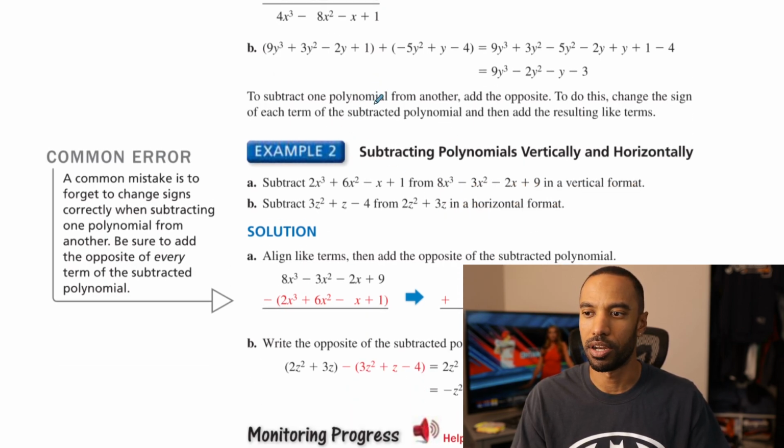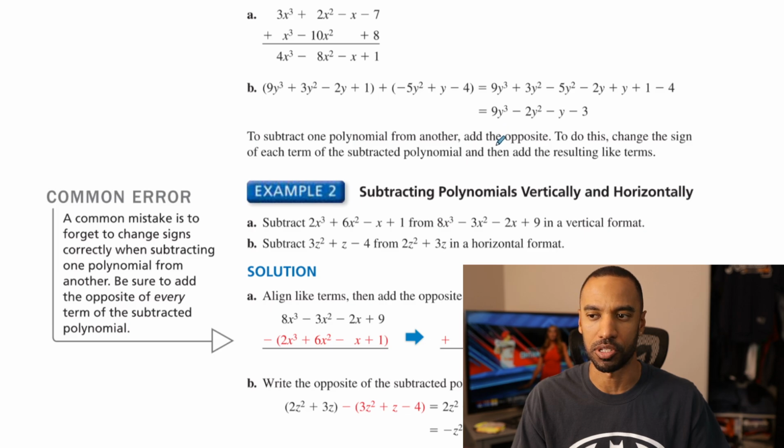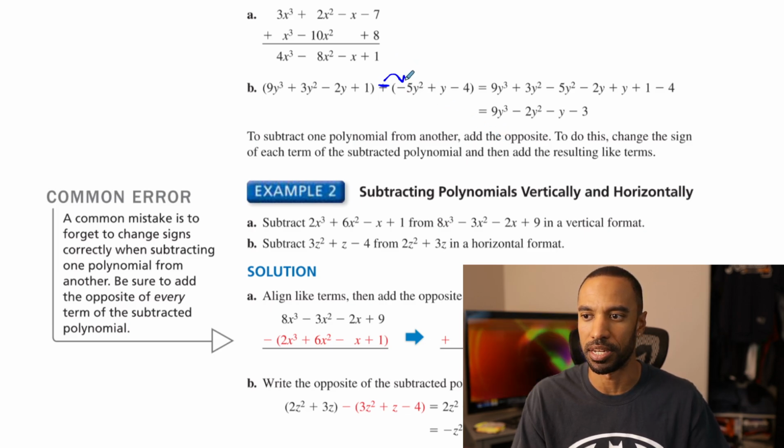To subtract one polynomial from the other, add the opposite. So yeah, I would distribute a negative. If this was a minus, distribute the negative. Suddenly that's a plus. That's a minus, that's a plus.